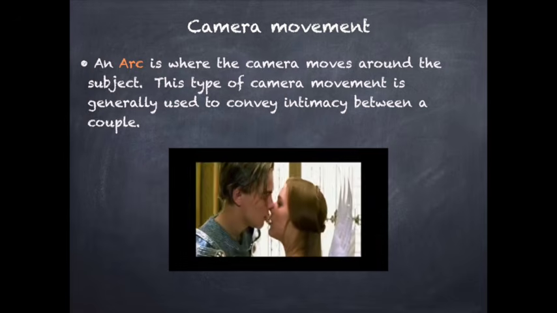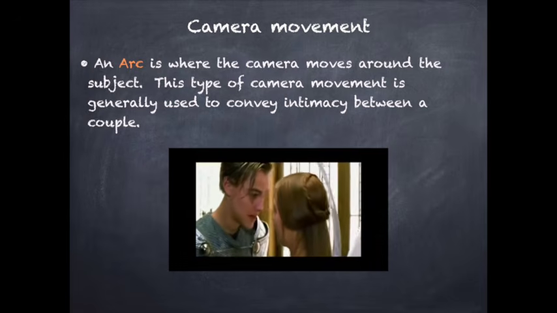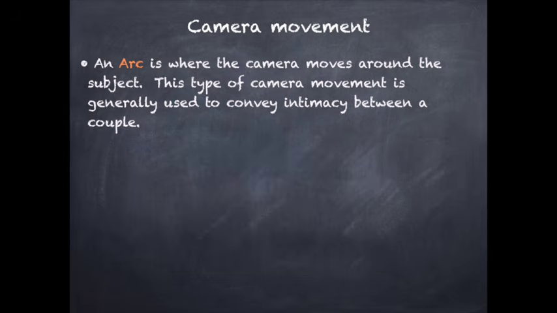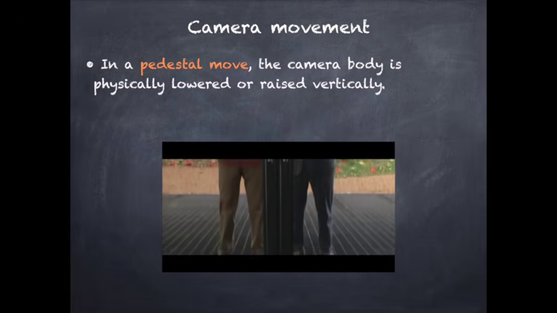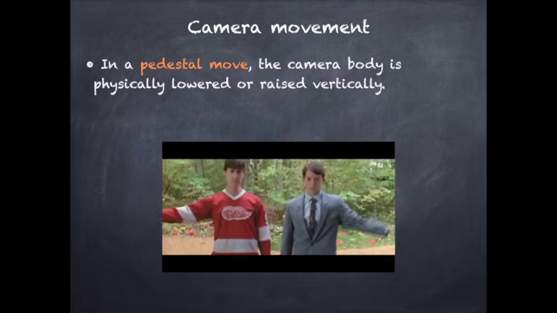An arc is where the camera moves around the subject. This type of camera movement is generally used to convey intimacy between a couple. In a pedestal move, the camera body is physically lowered or raised vertically.